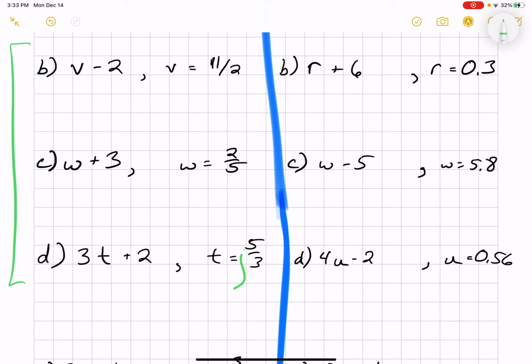Okay, so if v is equal to 11/2 and I'm minusing 2, what I need to do here is change this 2 so that it's a fraction, right? So 2/1 works. And now I'm going to find a common denominator, okay? And that is going to be 4/2. And now I'm going to go 11/2 minus 4/2. And that's going to give me 7/2. And then again, I can change that into lowest terms. 2 times 3 is 6, plus 1 is 7, right?